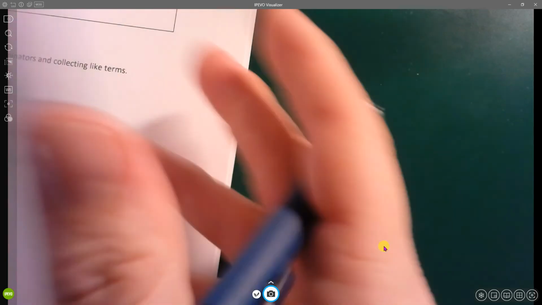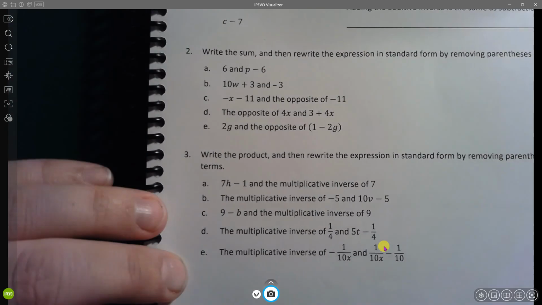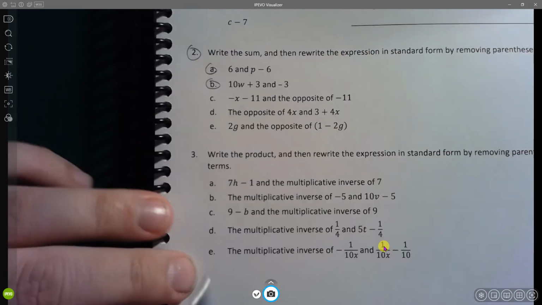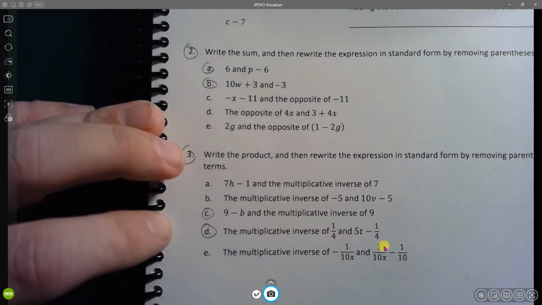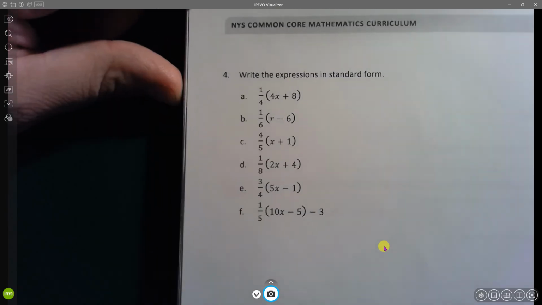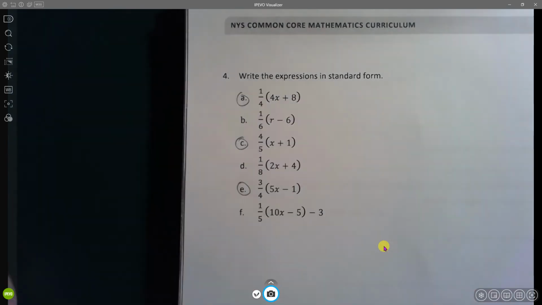So this is what I want you to do today for your classwork assignment, okay? I want you to do numbers 2, A, B, number 3, C and D, and then for number 4, write the expression in standard form. I want you to do A, C, and E. Okay? That's what I want you to do.